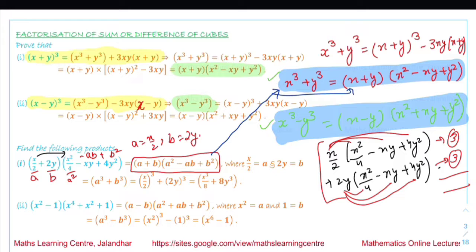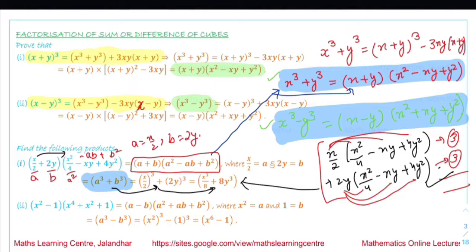So it is equal to a³ + b³. We substitute the values of a and b over here and we get the answer. So this is how this formula is applicable in this case. If you directly solve this, you will get the same answer, and you can also apply this formula of x³ + y³.